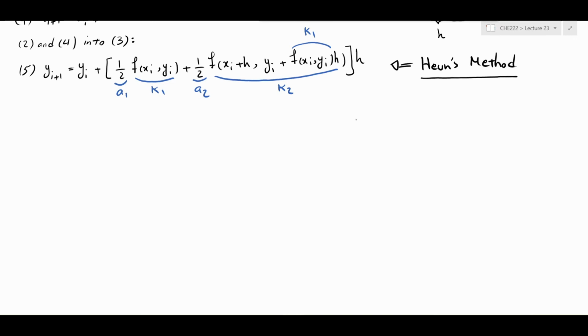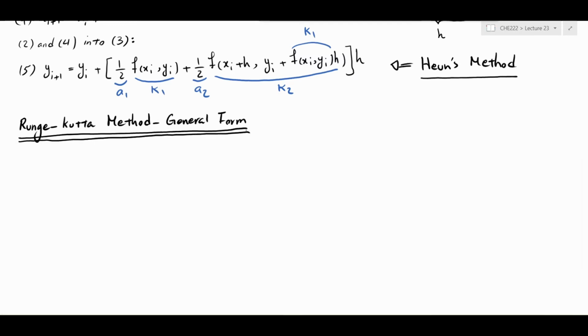Now with this I can start introducing the general form of Runge-Kutta method. Now imagine instead of using the slope of the function at the beginning and at the end of interval, we use the slope of the function at multiple points within the interval. So I just try to show it graphically in here.